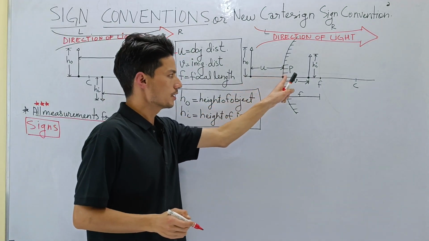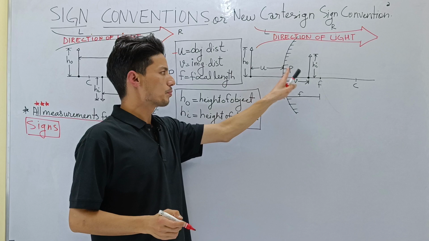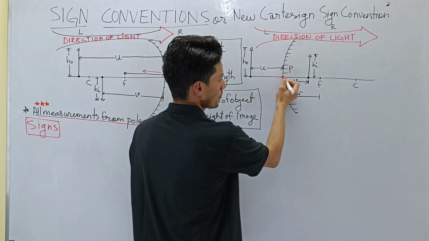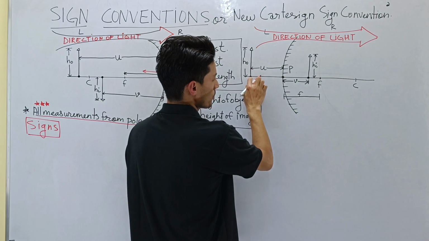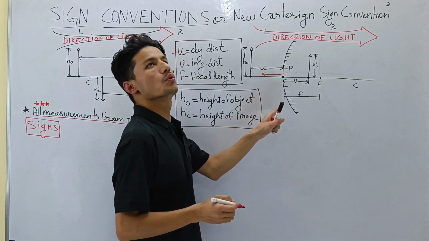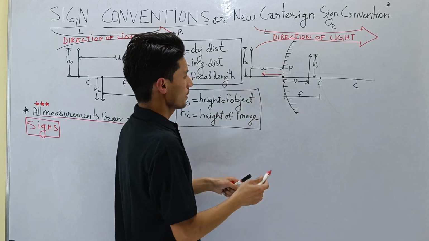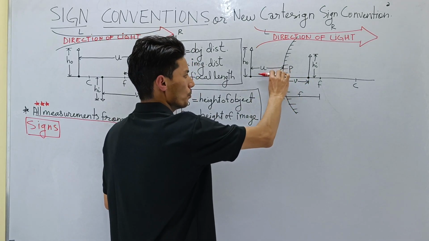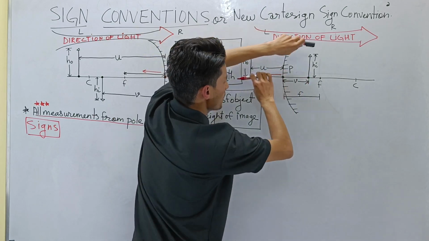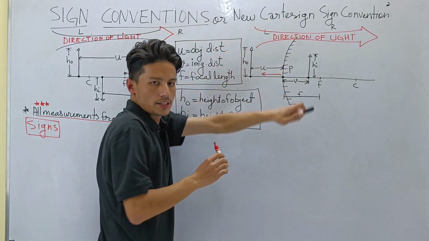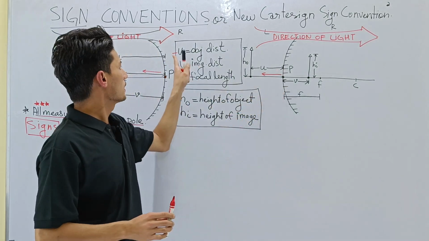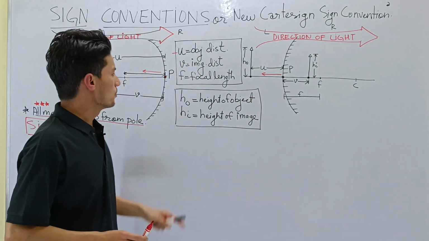Now let's check whether for a convex mirror u will be positive or negative. Once again, all measurements are from the pole. You are here and you have to go here because the object is here. As you walk, look up. You will find that you are walking opposite to the direction of light. If we are moving opposite to the direction of light, what sign do we get? We get negative.